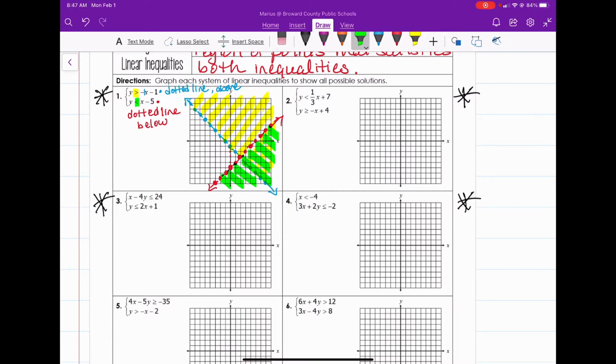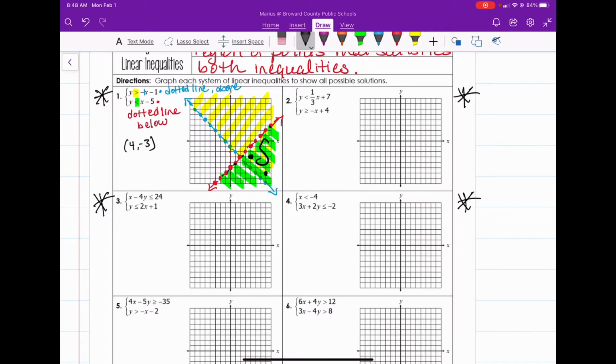And where the two areas overlap is where the solution should be. So our solution is in this area here, any points in that area. So let's identify a few. For example, this point right here, which is 1, 2, 3, 4. So +4, -3 would be a solution because it's in that shaded region where they both overlap.